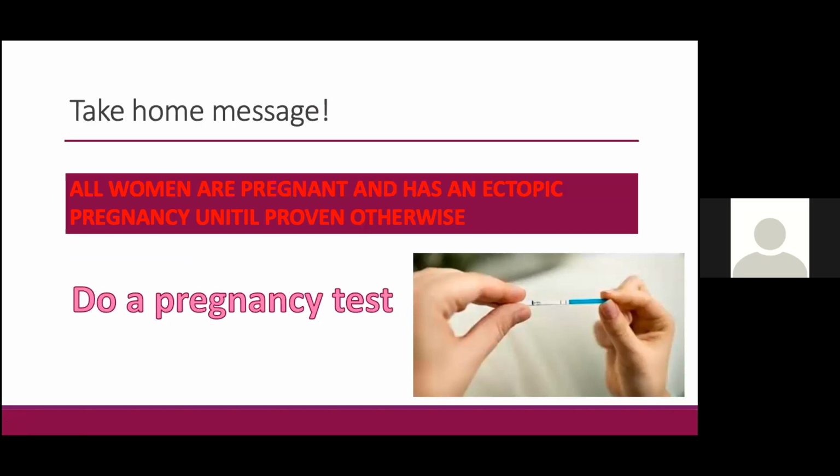So what is the take-home message? As I told you from the last class, all women are pregnant and have an ectopic pregnancy until proven otherwise, whether it's IUI, IVF, timed intercourse, natural intercourse, whatever. If the patient comes to you at early gestation, it's your duty to assess her properly and exclude an ectopic pregnancy. And if there's an ectopic pregnancy, treat it.